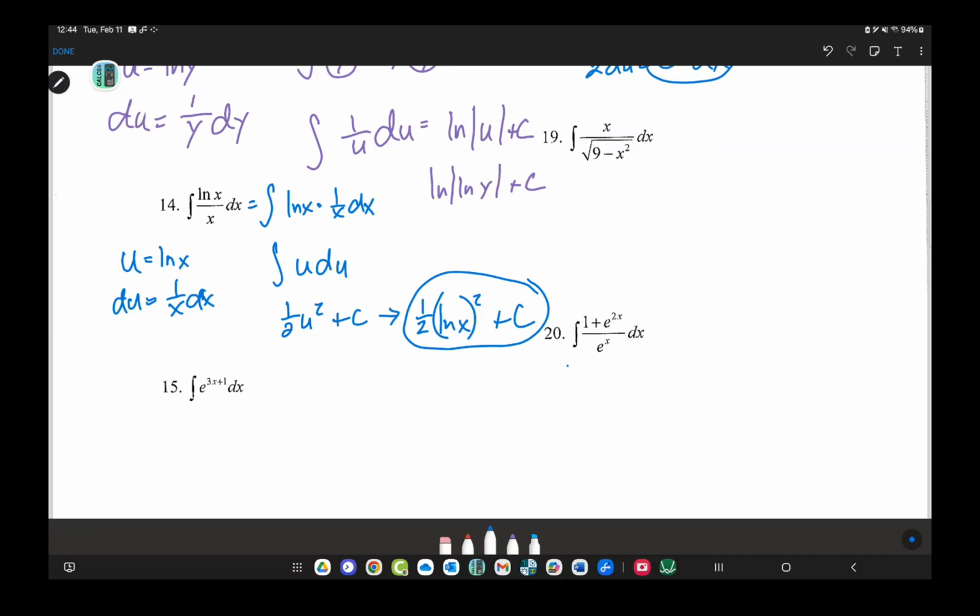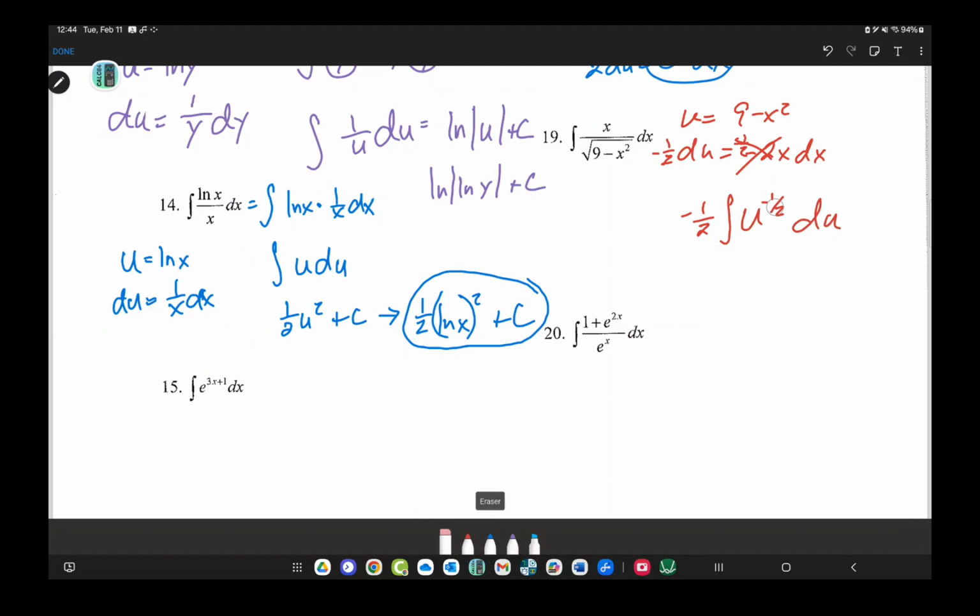All right. Number 19. What do you want to plug u in for? u is equal to 9 minus x squared, which means du is equal to what? Negative 2x dx. We don't have a negative 2x dx, so basically just multiply by a negative 1/2 to cancel that out. So we have negative 1/2 times the integral of 1, well, let's just write it as u to the negative 1/2 du.